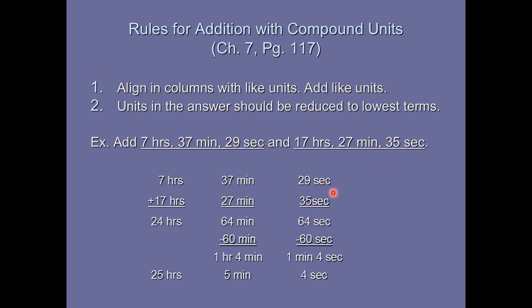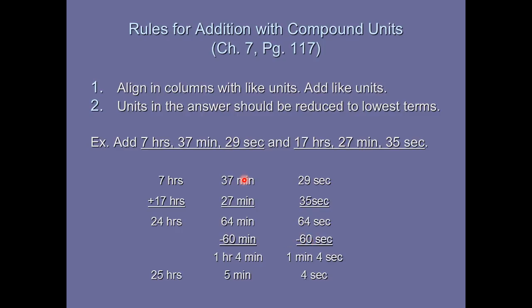Now you first align the units, and then add the like units starting from the right side, the lowest terms. Here the lowest term is second, right? So we add these 29 and 35, which makes it 64 seconds. But the catch is this: you know that 60 seconds makes a minute, right? So you subtract 60 seconds and make it 4 seconds. But you have 1 minute here, because of this 60 seconds.